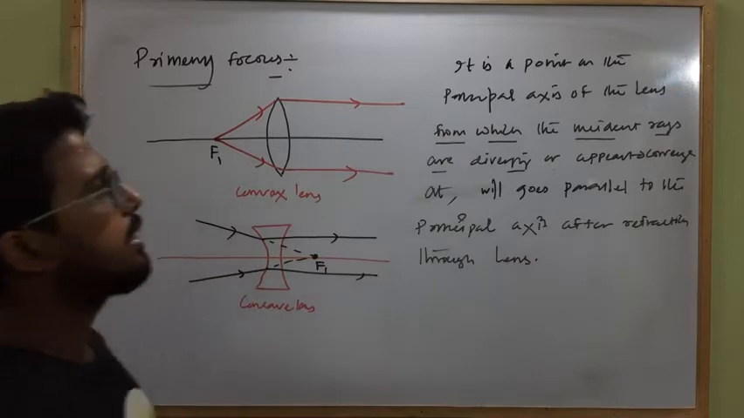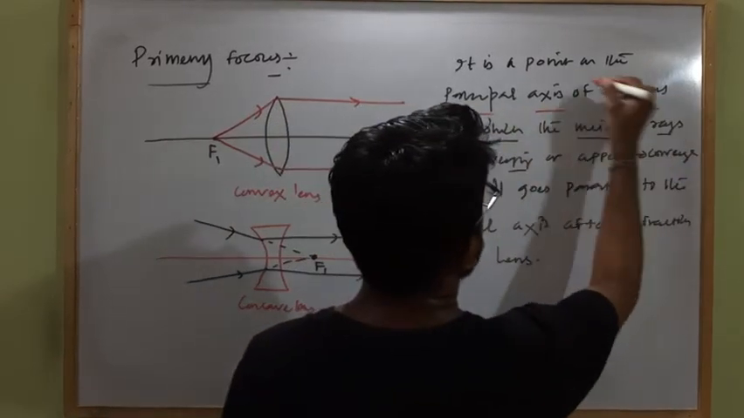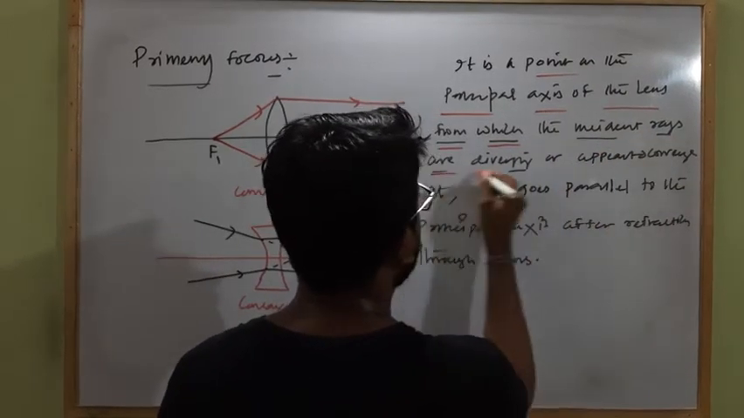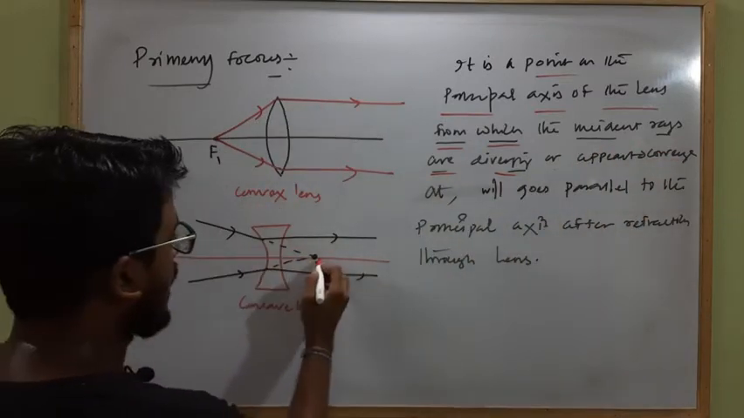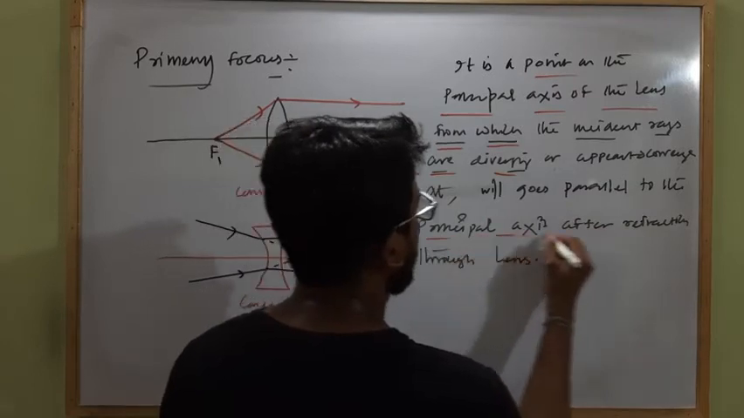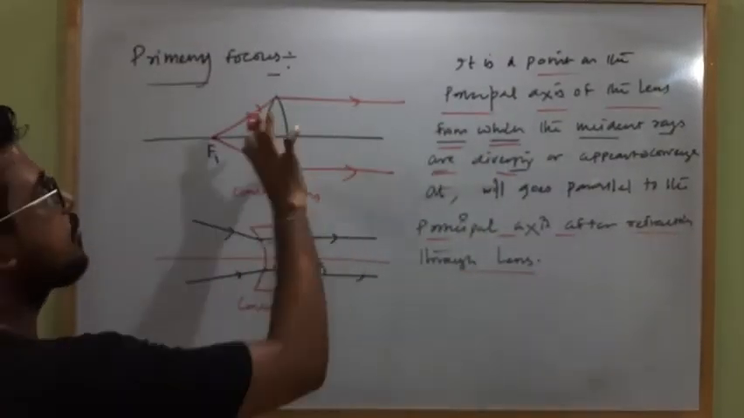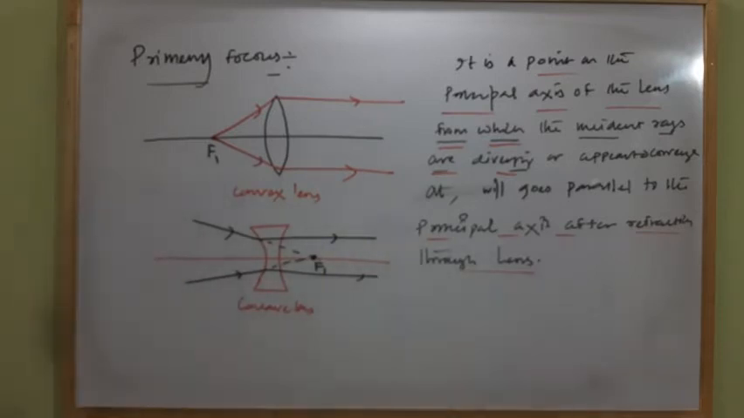Okay, so it is a point on the principal axis of the lens from which the incident rays are diverging or appear to converge at, and go parallel to the principal axis after refraction through the lens. Clear? This is known as the primary focus. Okay, then what is secondary focus?